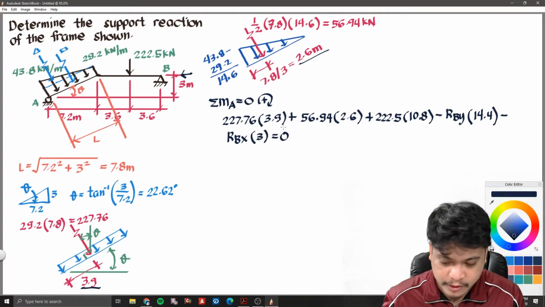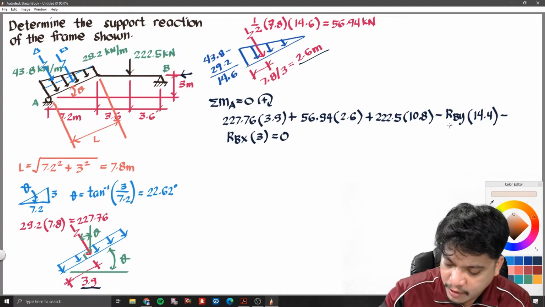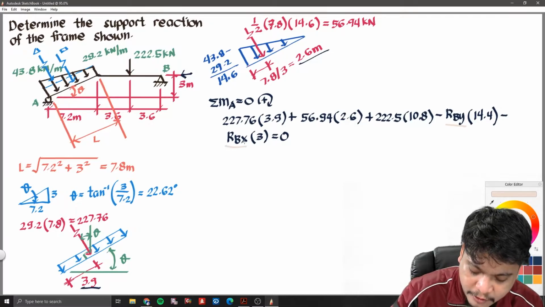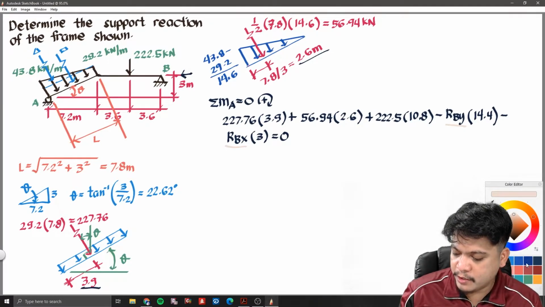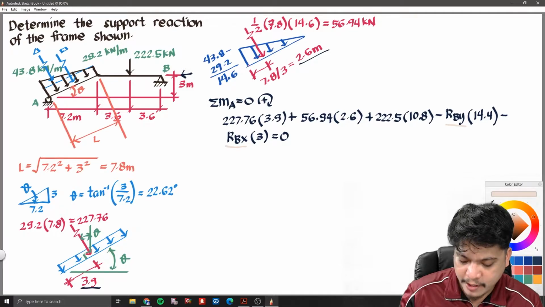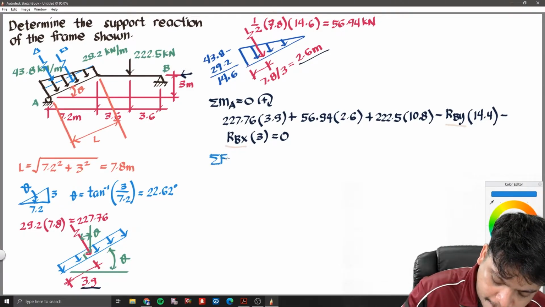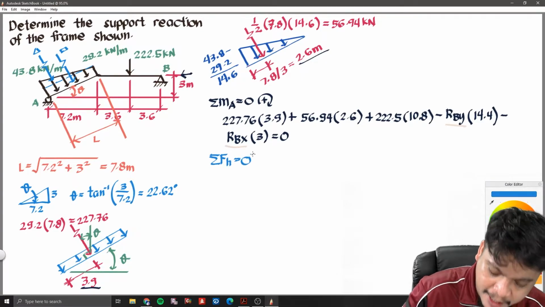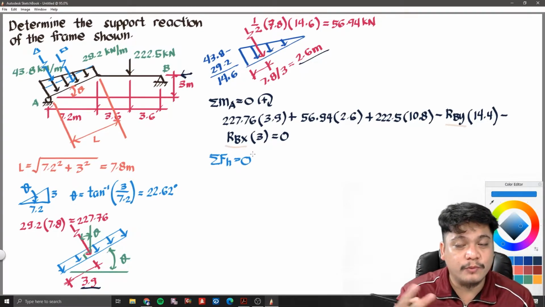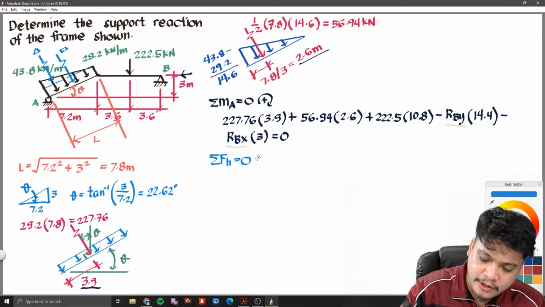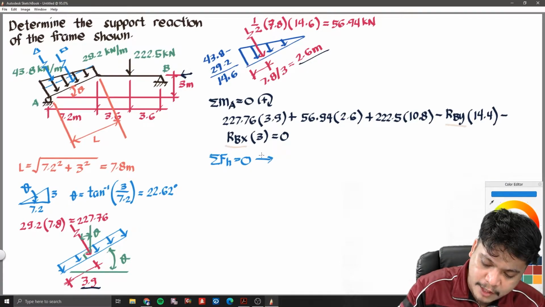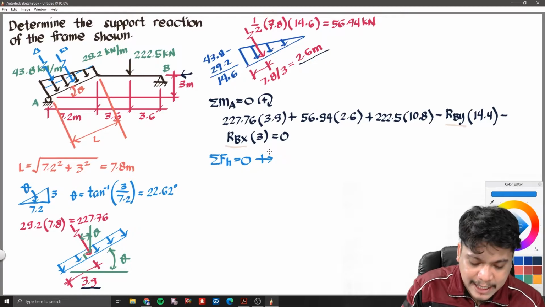kasi dalawa yung unknowns ko. So, I have the unknown of RBY, and I have the unknown RBX. Okay. So, ibig sabihin, we need to find for another one. So, pwede akong mag-summation forces horizontal. Ang sure ko, basta determinate yan, kaya natin yan kunin within 3 equations, no? So, we will be having here this one. Okay? So, madali lang to sana to.